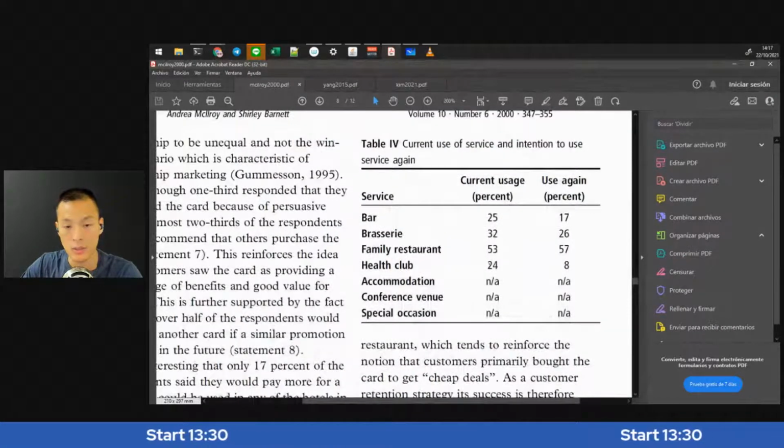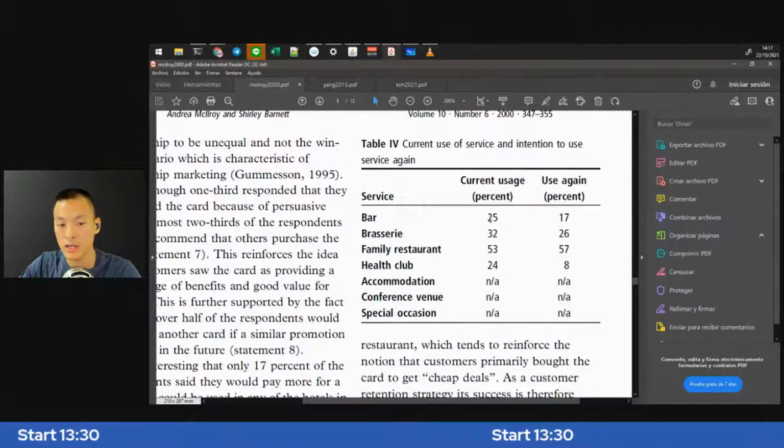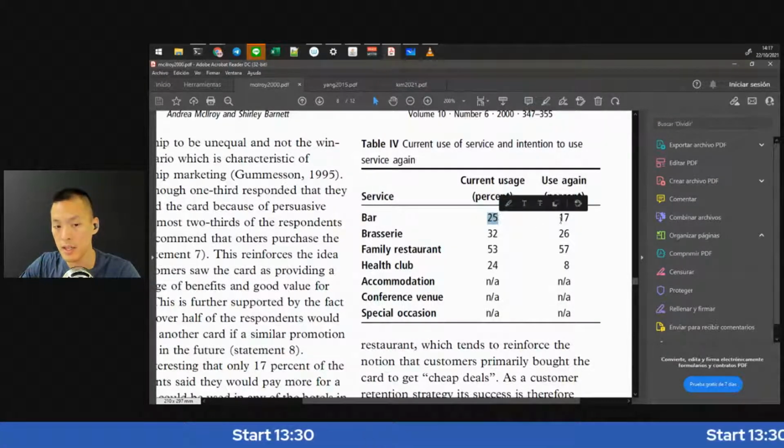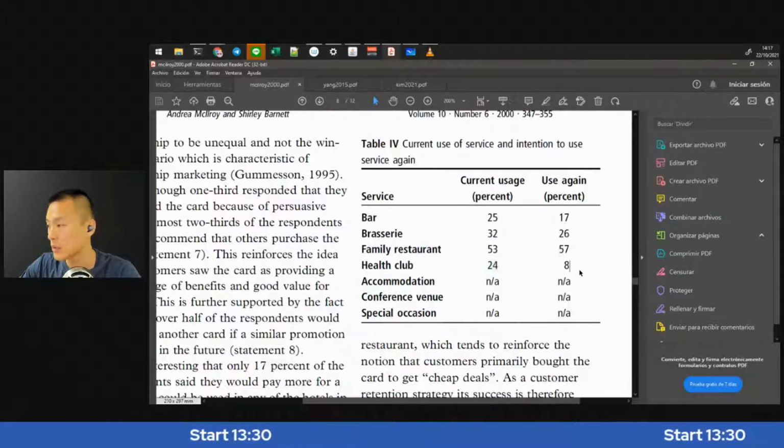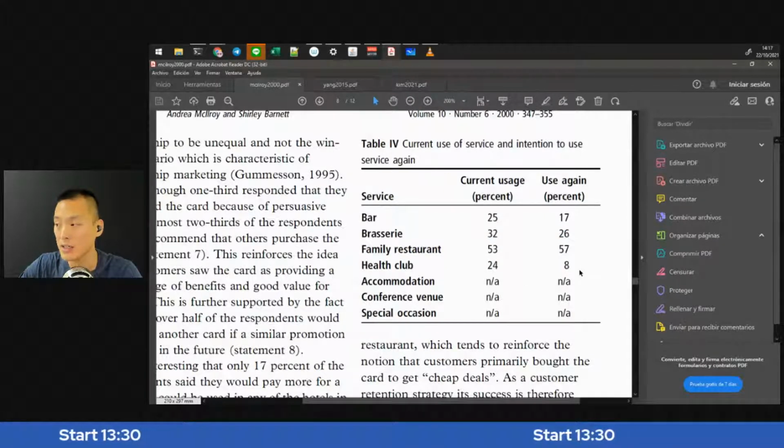For example, this one, right? Before the discount card, if they are using the bar of the hotel at 25%, after the discount card, it's only down to 17, right? 32 down to 26, health club 24 down to 8. Why? Because they don't care. They're just here for the discount.